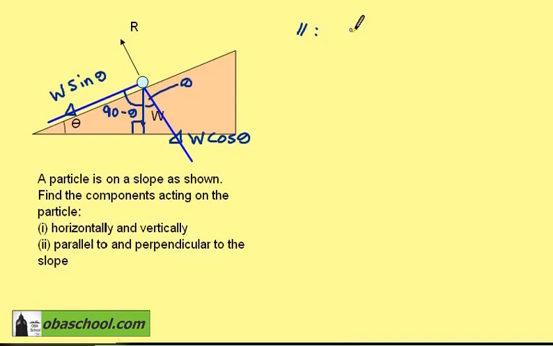So if we look at the parallel situation, we just have the W sine theta, the component of weight which is trying to pull the particle down the slope. Perpendicular, we have the R which is acting upwards, take away the W cos theta which is acting downwards.